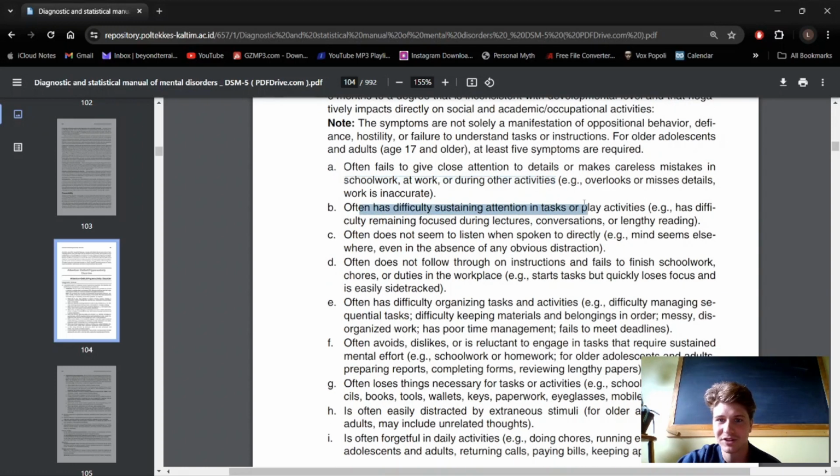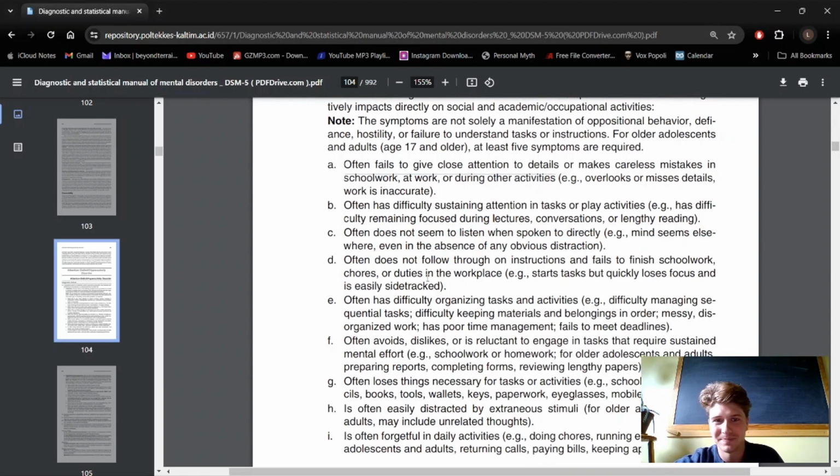Often has difficulty sustaining attention in tasks or play. During lectures, conversations, or lengthy reading are the examples that they give. Often does not seem to listen when spoken to directly. Mind seems elsewhere, even in the absence of any obvious distraction. Often does not follow through on instructions and fails to finish schoolwork, chores, or duties in the workplaces.